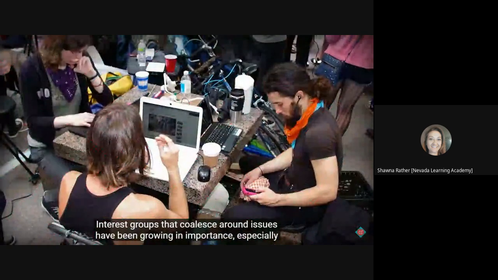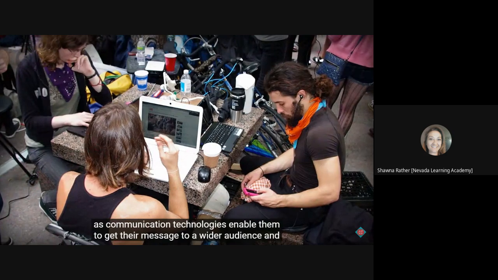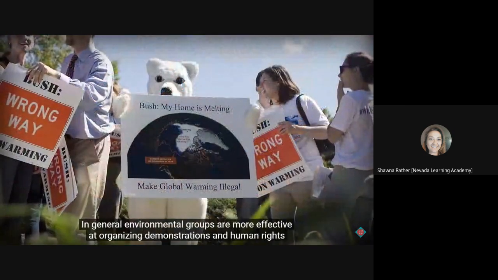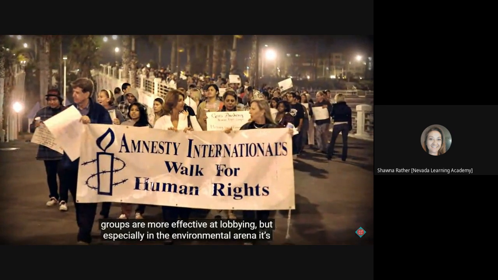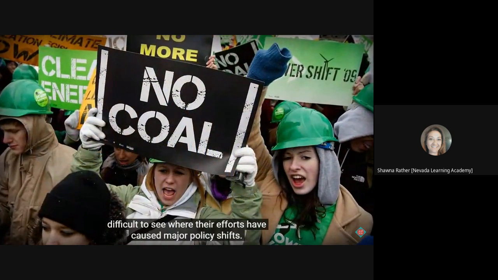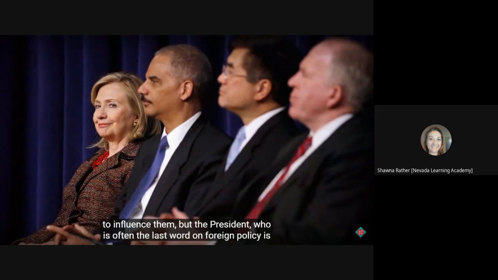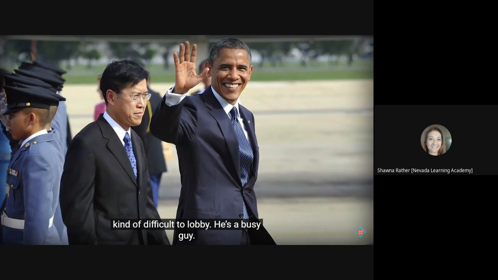Interest groups that coalesce around issues have been growing in importance, especially as communication technologies enable them to get their message to a wider audience, and to organize grassroots lobbying efforts. In general, environmental groups are more effective at organizing demonstrations, and human rights groups are more effective at lobbying, but especially in the environmental arena, it's difficult to see where their efforts have caused major policy shifts. Because there aren't that many foreign policy bureaucrats, it should be easy for lobbyists to influence them, but the president, who's often the last word on foreign policy, is kind of difficult to lobby.